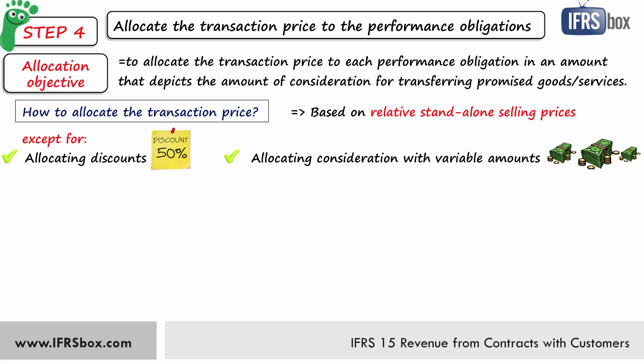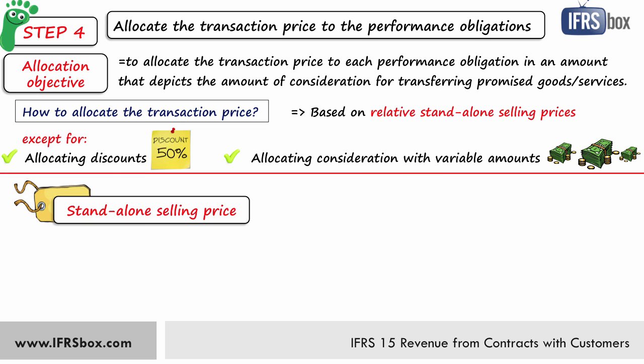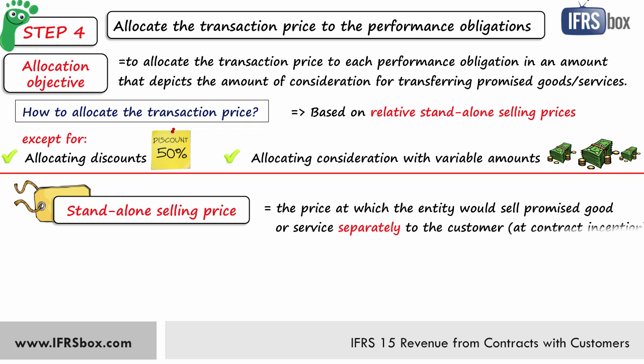Here we won't go into details in this short video, but let me stop at standalone selling price. It is the price at which an entity would sell a promised good or service on a standalone basis at contract inception. In order to allocate the transaction price to the performance obligations, we must therefore determine the standalone selling prices first. Well, how? The best method is simply to take the observable prices of a good or service sold separately, and this is by far the best evidence of standalone selling prices.